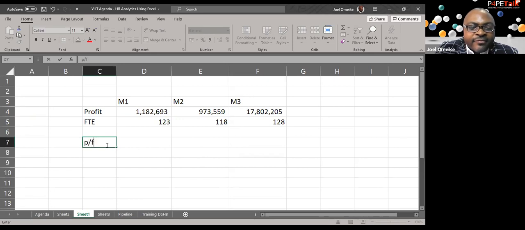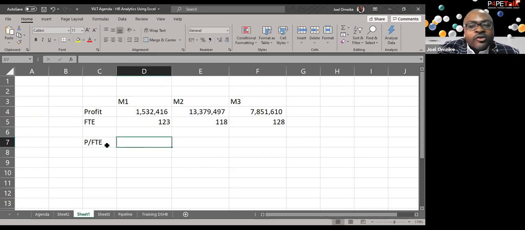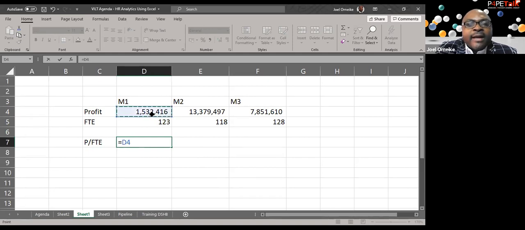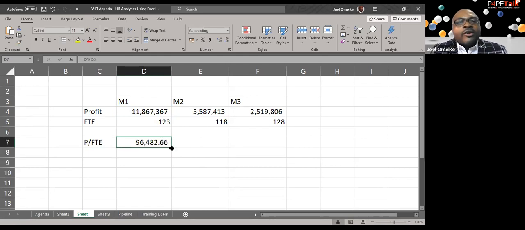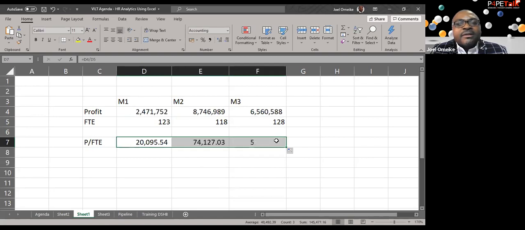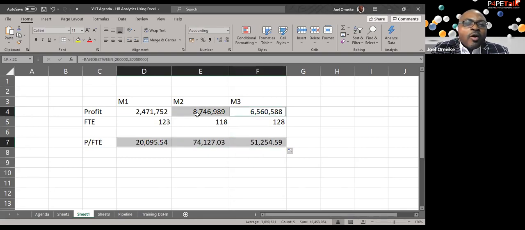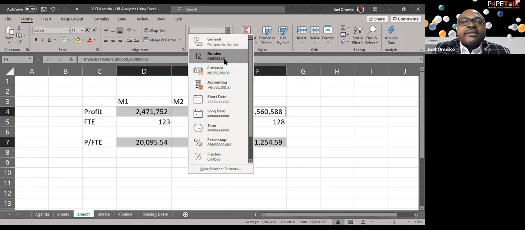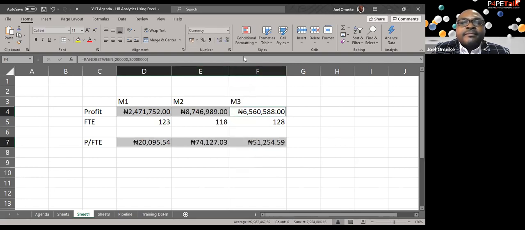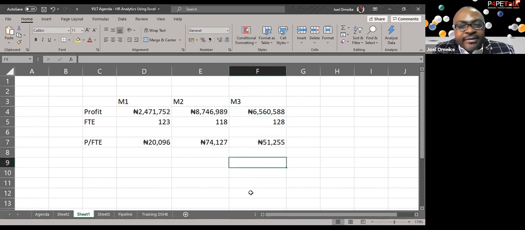So profit per full-time employee is going to be equal to total profit divided by the number of employees that we have. So this is showing us 96,000 naira in the first month, 74,000 naira in the other month, and then 51,000 naira in the third month. That's an example of a profit per employee calculation. Let me change this to currency. So I hope this is clear for you.